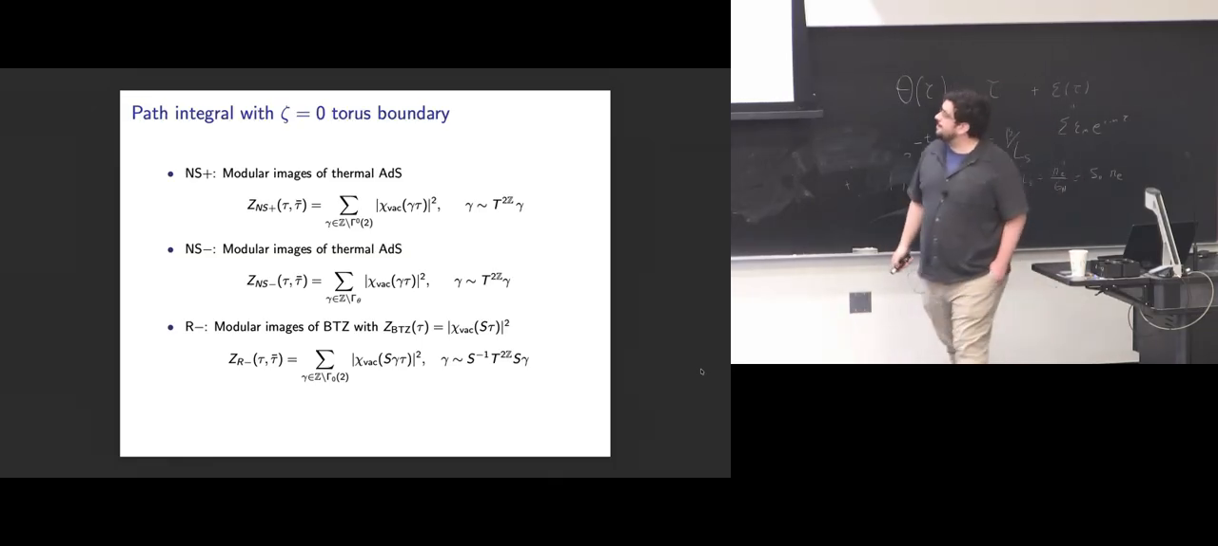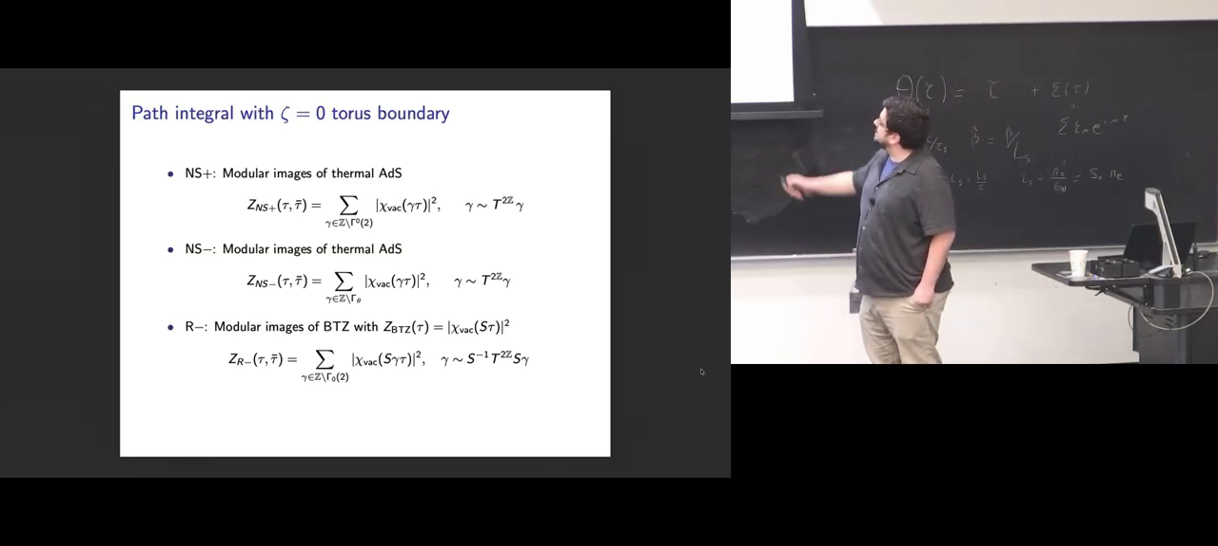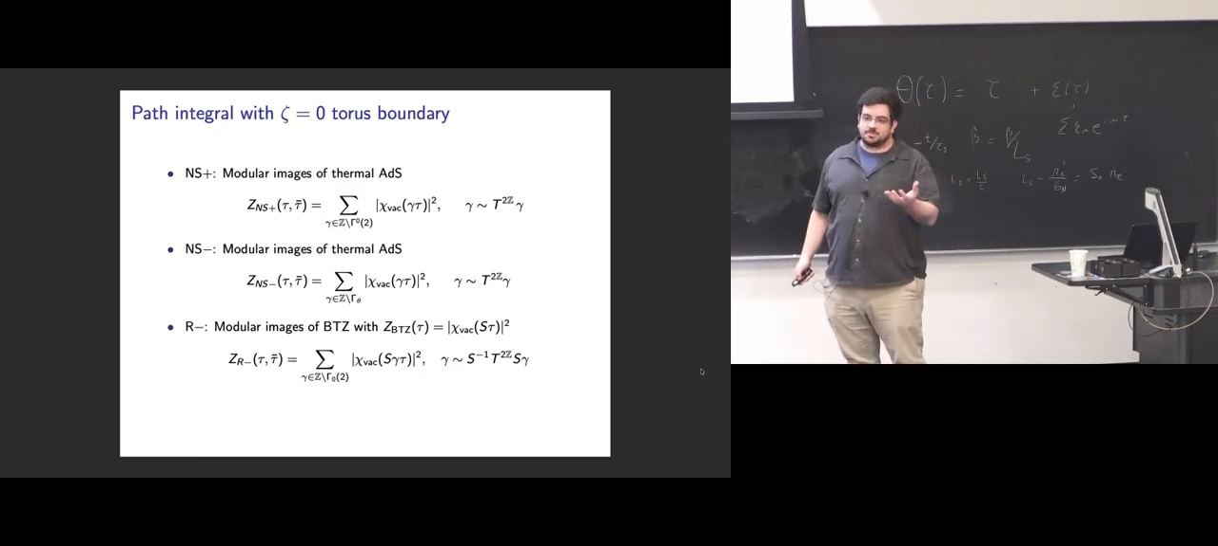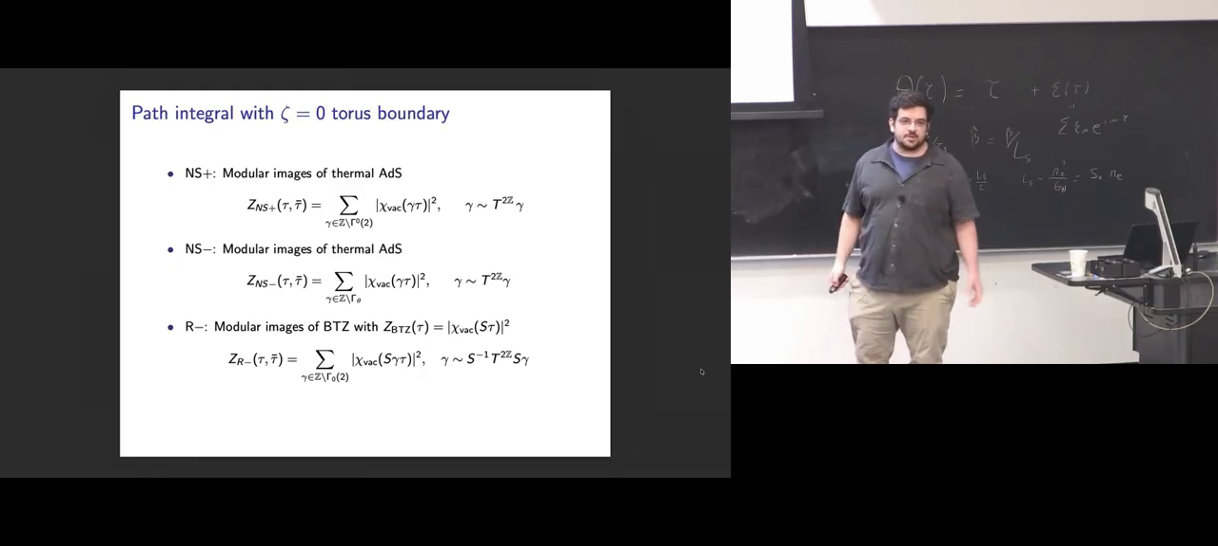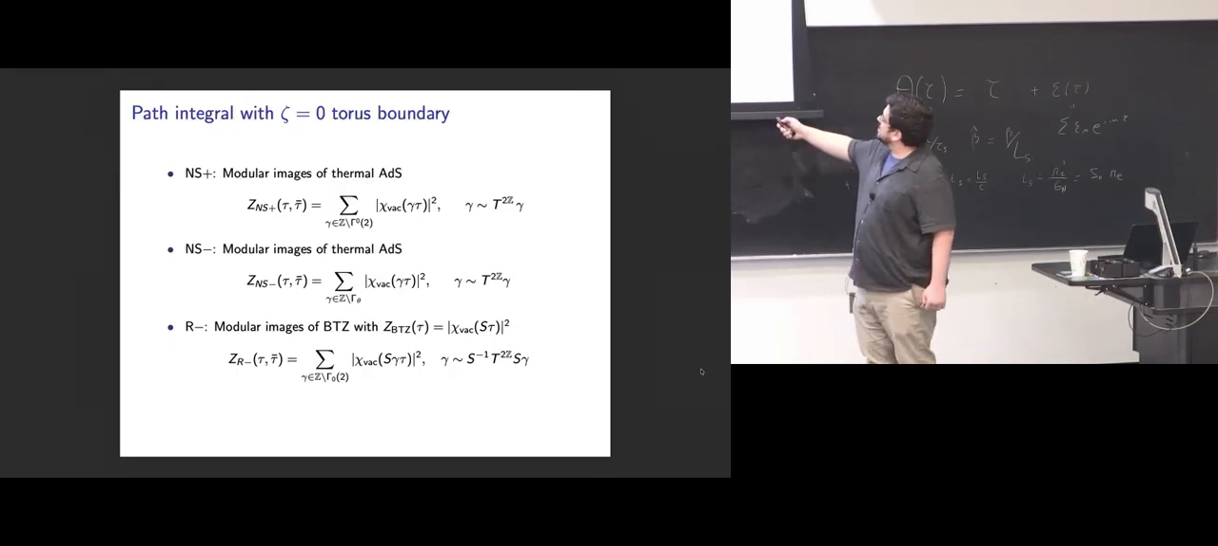So let me write down the answers. So in the NS plus sector, we have AdS. The spatial circle can contract because the spatial circle has antiperiodic boundary conditions. So we have the vacuum character, and we sum over all modular transformations restricted to this subgroup of SL(2,Z).